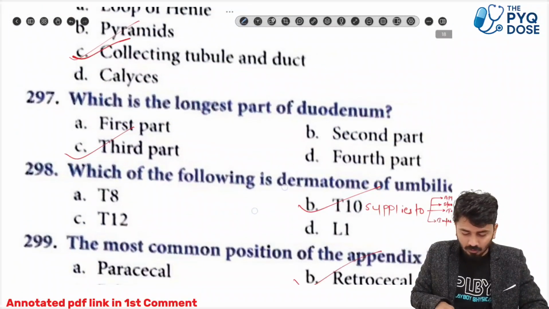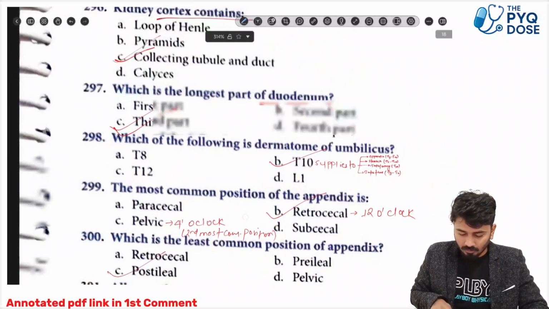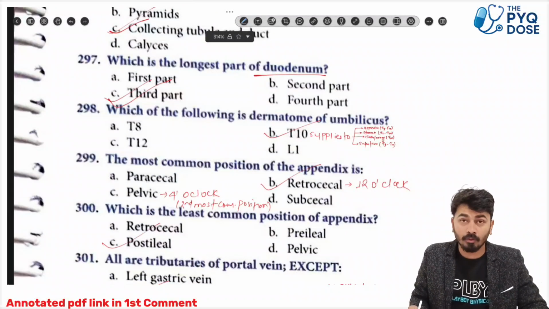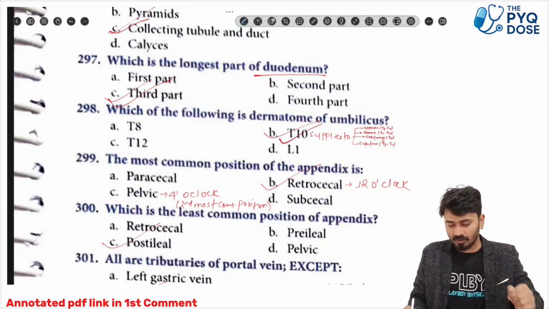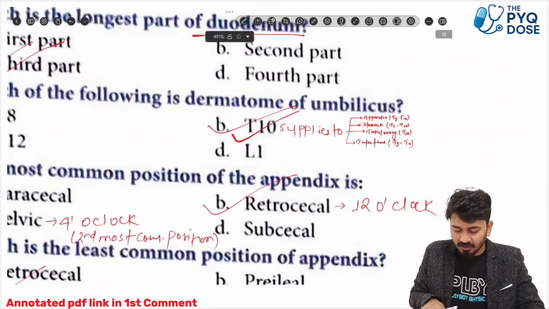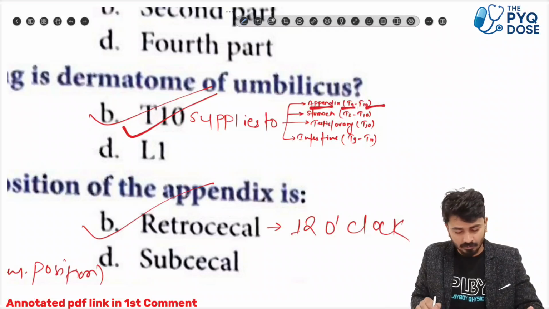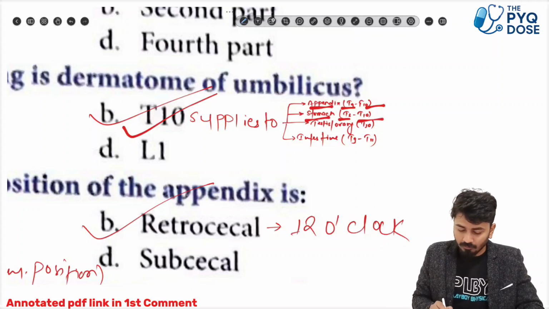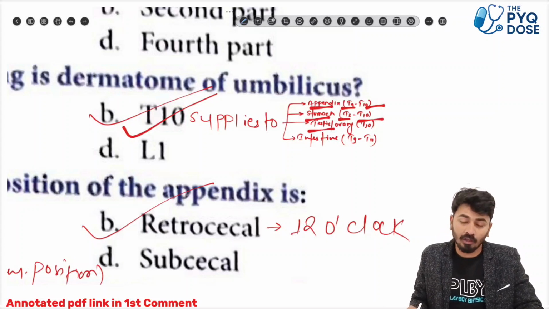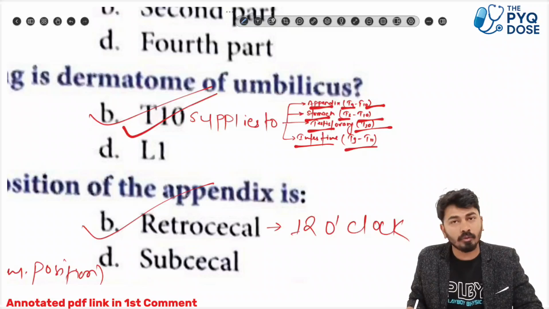चलो ठीक है. Which is the longest part of the duodenum? Duodenum का longest part is the third part. Which of the following is dermatome of umbilicus? Dermatome of umbilicus मैंने ऊपर ही पढ़ाया था, that is nothing but T10. ठीक है, T10 मैंने ऊपर ही बताया था आपको। अभी जनरली देखो, this T10 dermatome supplies to appendix. appendix को कौन कौन सप्लाई करता है? T9 T10 सप्लाई करता है। Stomach is supplied by generally T8 to T10 level. Testis or ovary is supplied by T10 and the intestine is supplied by T9 to T11.